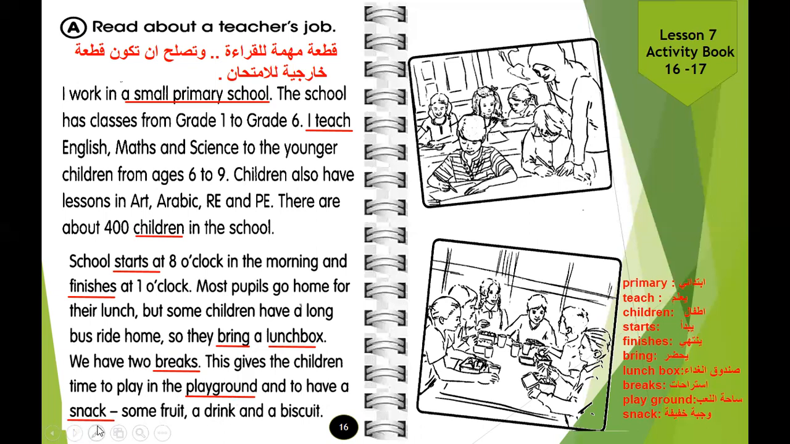And to have a snack. وكذلك يعطيهم وقت لتناول a snack. السناك هي وجبة يقصد بها وجبة سريعة أو وجبة خفيفة، it includes some fruit، تتضمن بعض الفاكهة، a drink شراب، maybe juice, maybe milk, and a biscuit وبعض البسكويت.